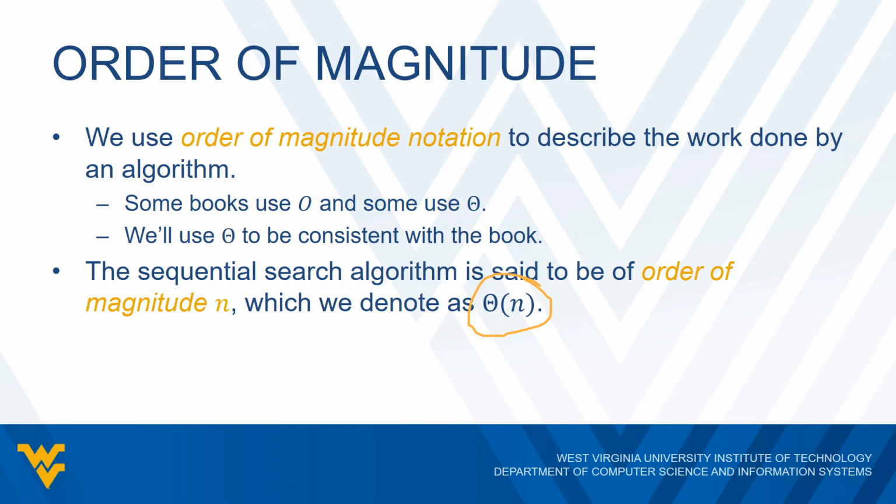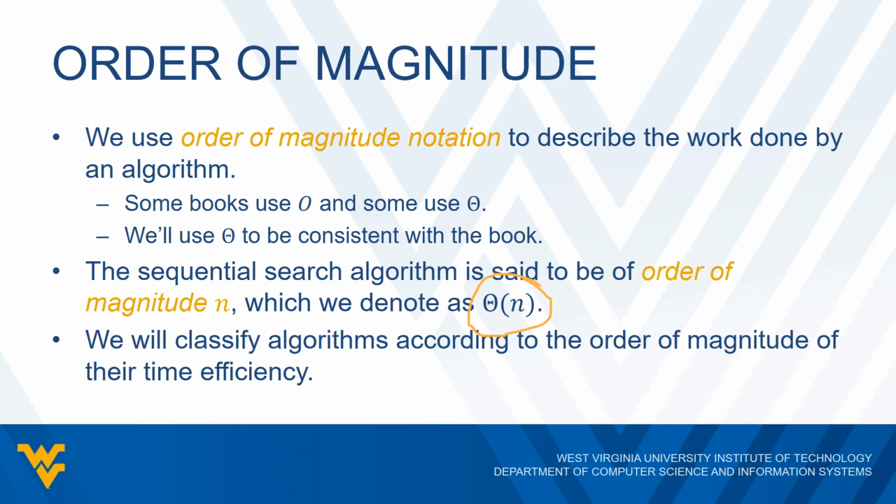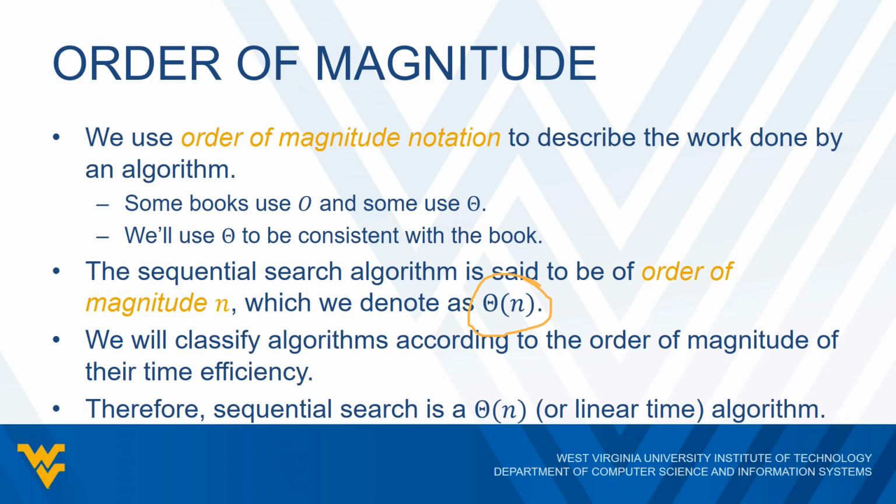And so when we take a look at other algorithms in other lectures, we're going to classify them based on the order of magnitude of their time efficiency. And so what this means, for example, for sequential search, we call it a theta of n time algorithm, or a theta of n algorithm, or what we call a linear time algorithm.